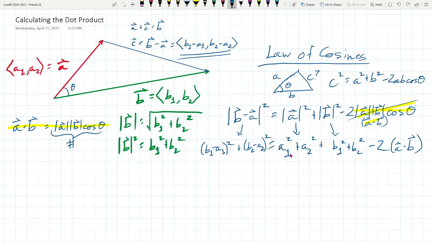Okay, looks a little messy, and it's going to get, bear with me here, a little bit messier. I want to expand these two binomials. And what do I get? Well, B1 minus A1 squared, that's going to be B1 squared minus 2 B1A1, but I'll write it like so, A1 B1, just keep it in alphabetical order, plus A1 squared.